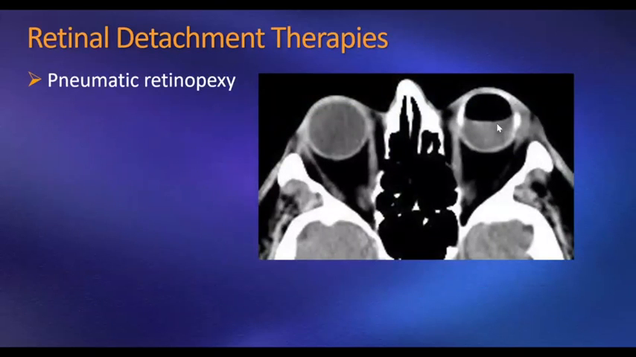Pneumatic retinopexy is caused by insufflation of air into the globe. Typically, room air is not utilized because it gets absorbed relatively quickly. Different gases are typically used, and with it, you will see air within the globe for several weeks.